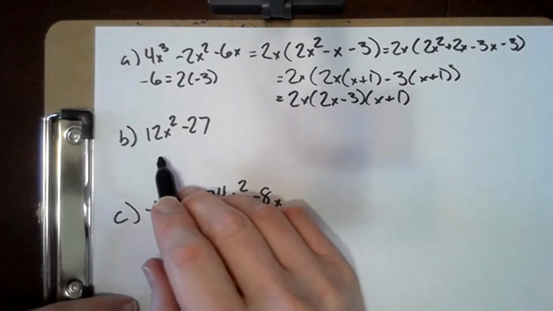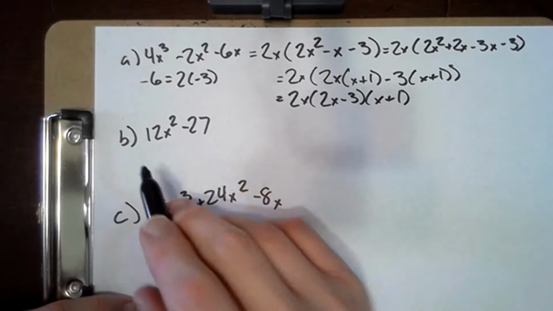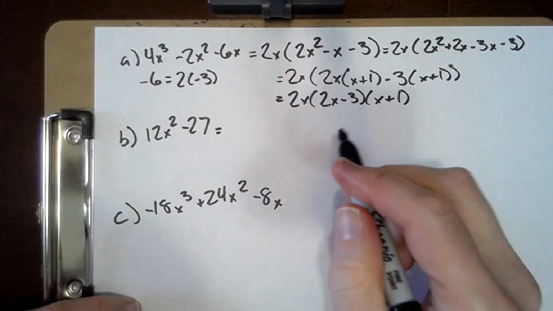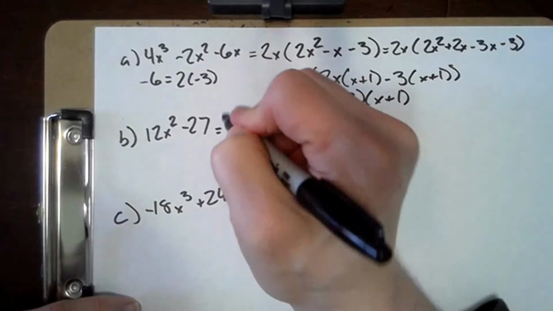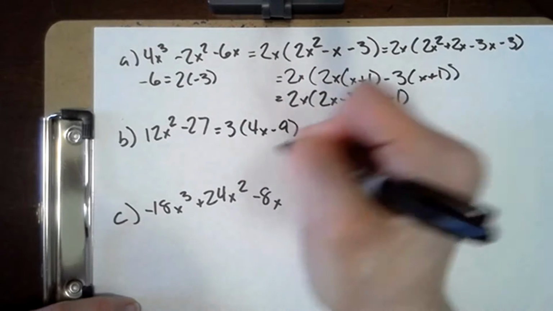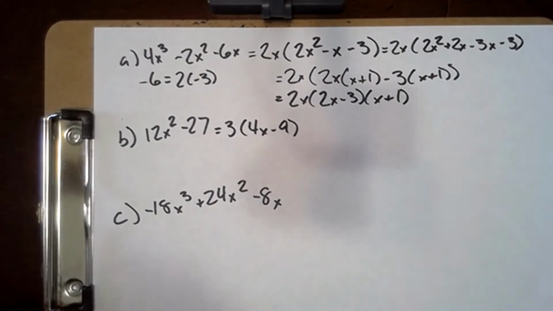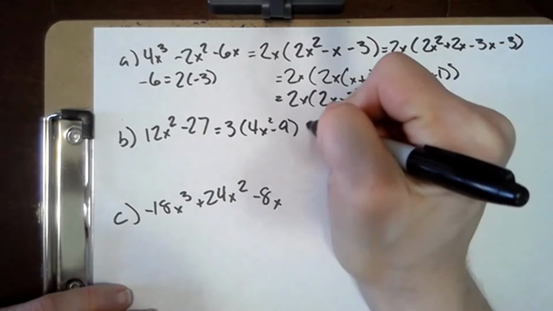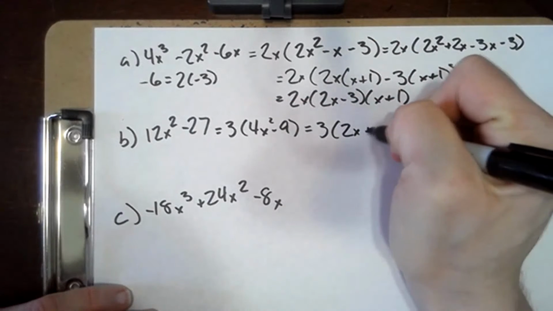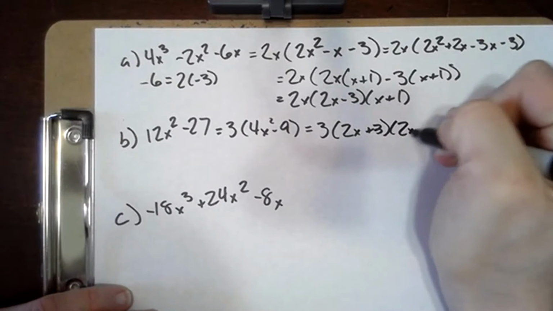Here we've got 12x squared minus 27. Off the bat, I see that both of these terms have factors of 3. So this is 3 times 4x squared minus 9, which is a difference of squares. So that's 3 times 2x plus 3 times 2x minus 3.